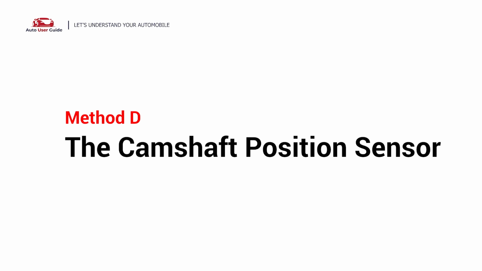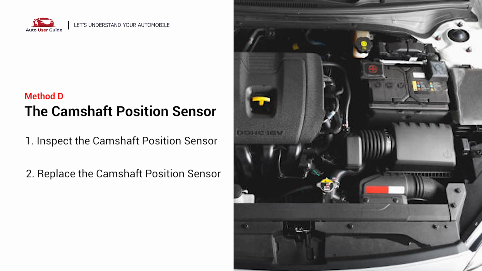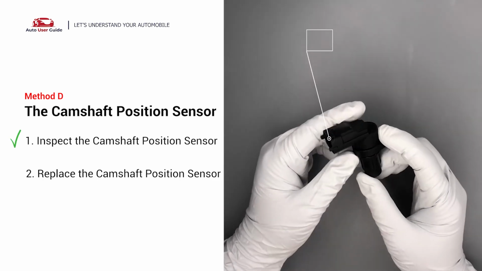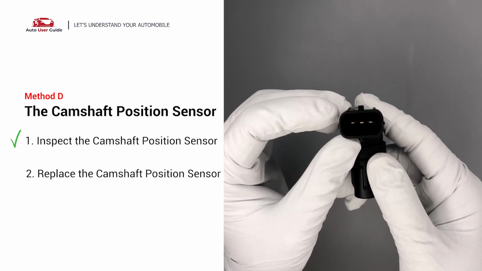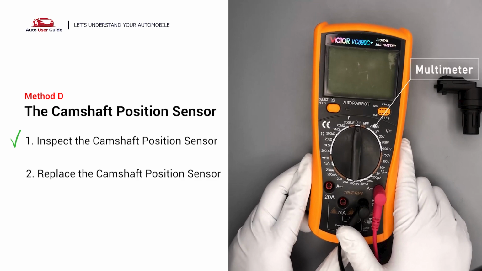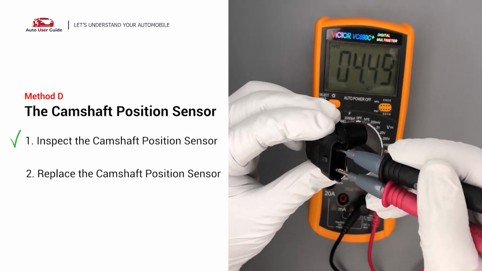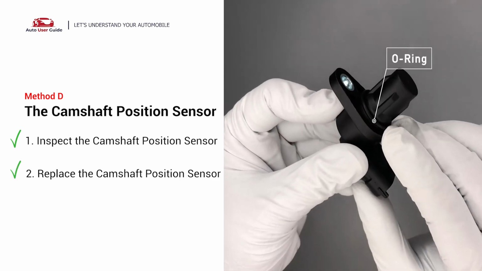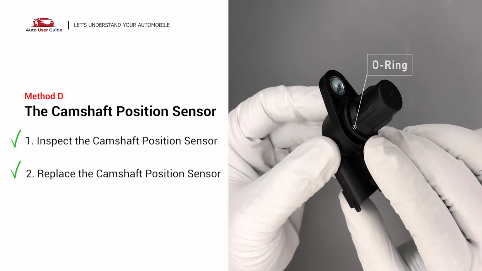Method D, the camshaft position sensor. The camshaft position sensor is typically located in the valve cover near the top of the engine, or it may be positioned at the front or rear of the cylinder head. Begin by carefully removing the camshaft position sensor from the vehicle. Inspect it visually to ensure it hasn't been contaminated by leaks from other engine components. Next, use a multimeter to test the sensor. If no reading is detected, this indicates a faulty sensor that requires replacement. Also, check if the sensor's O-ring has fallen into its mounting hole before installing a new camshaft position sensor.